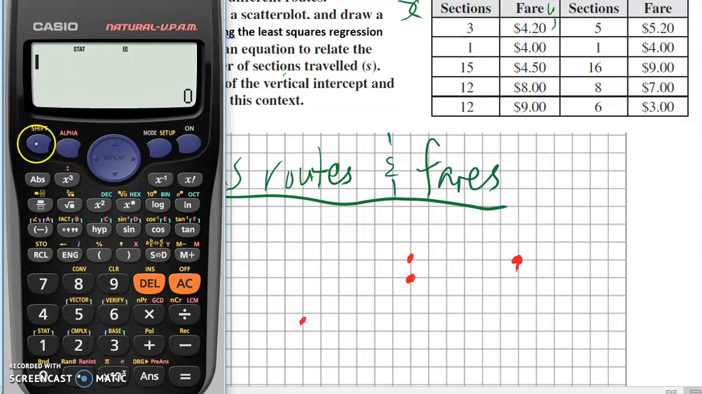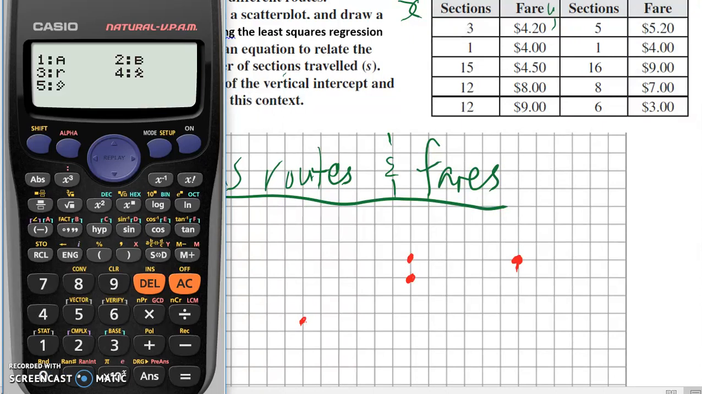Then remember we clear the screen. Once we've cleared the screen, we press Shift, we press 1, and we hit number 5 for regression line. This is where we were before. R stands for correlation coefficient. Now, just as a reminder, A is the y-intercept, and B is the gradient. So just remember A is C, and B is M. And that's going to help us get our equation.